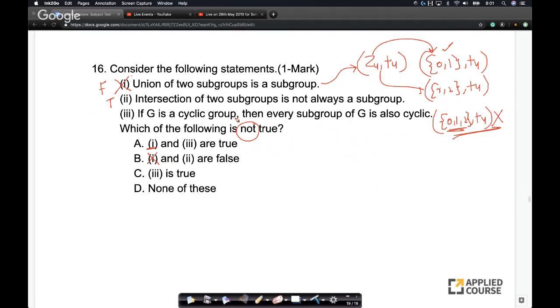If G is a cyclic group, every subgroup of G is also cyclic. Actually, this is true. This is one of the interesting properties of groups. I think I forgot to mention this in the course videos. So if G is a cyclic group, then every subgroup of G is also cyclic. Actually, this is true. So what happens now?